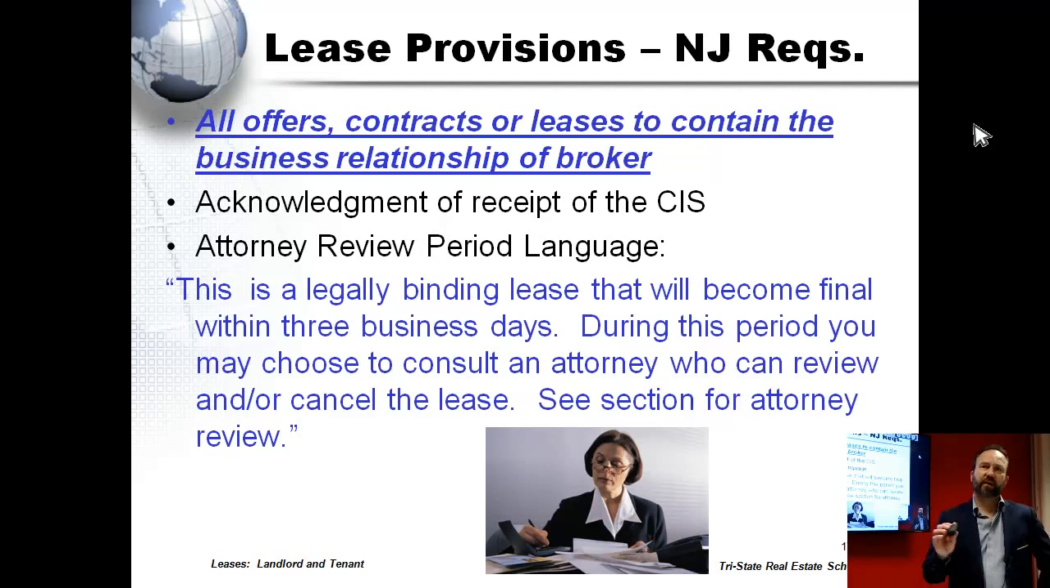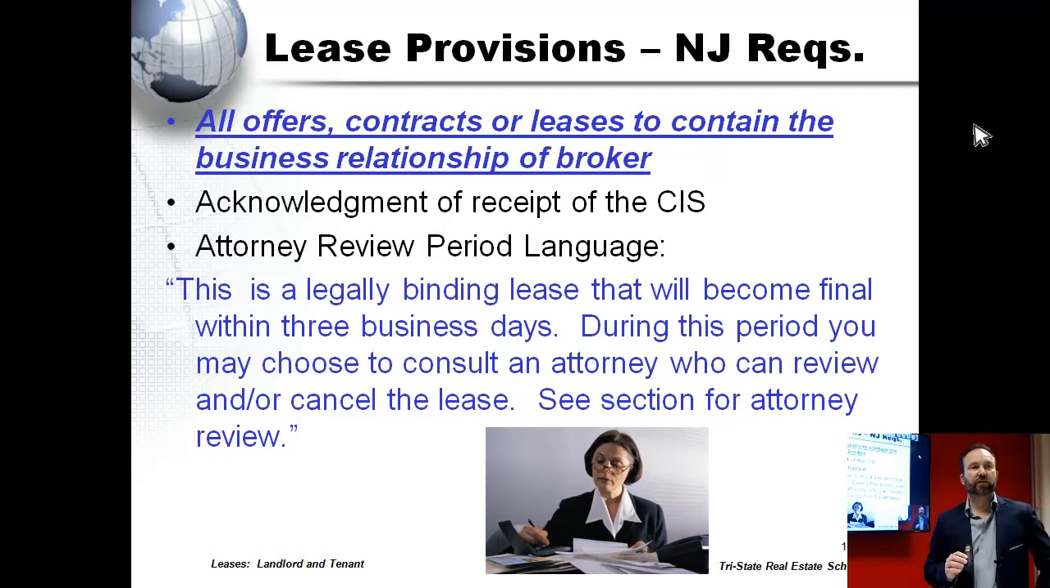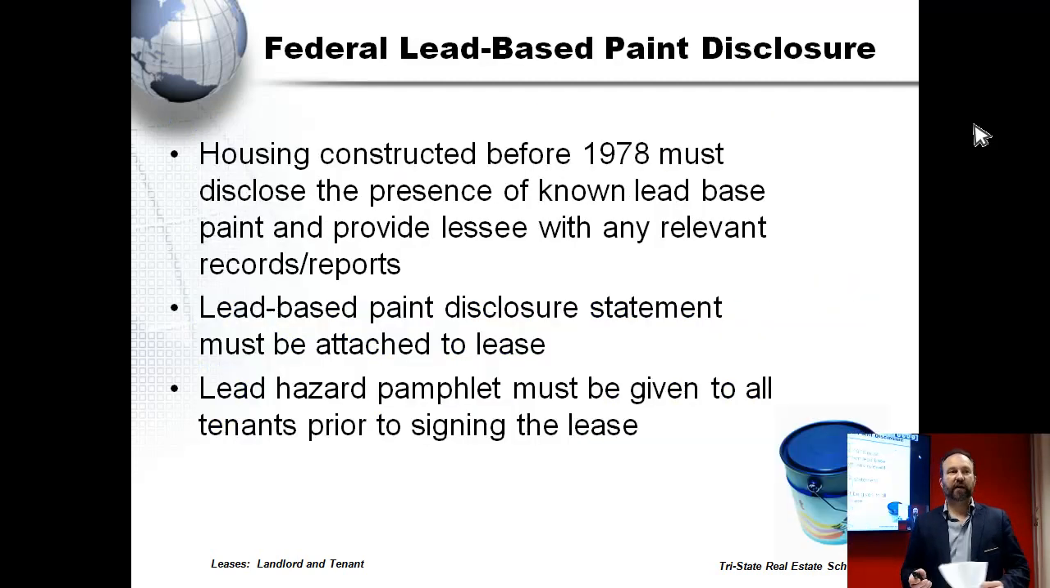The landlord and the lessor and the lessee, rather, have to acknowledge the receipt of the CIS, which is the Consumer Information Statement, as well as there has to be the attorney review period language in there, which states that this is a legally binding lease that will become final within 3 business days. During this period, you may choose to consult an attorney who can review and cancel the lease. All right, see the attorney clause. It's got to be in all of our stuff that we do, everything.